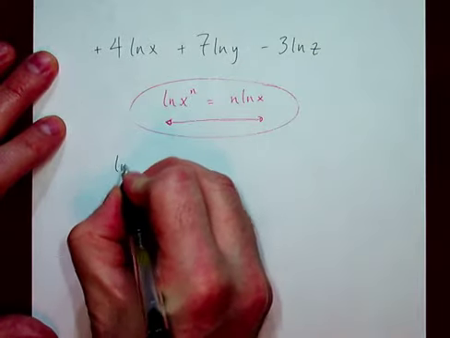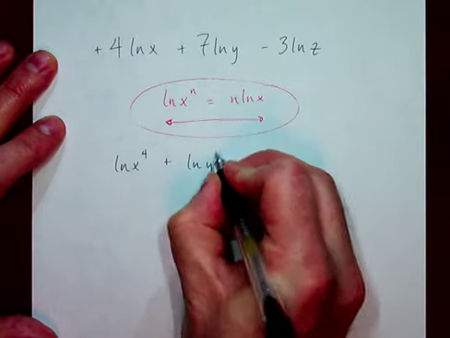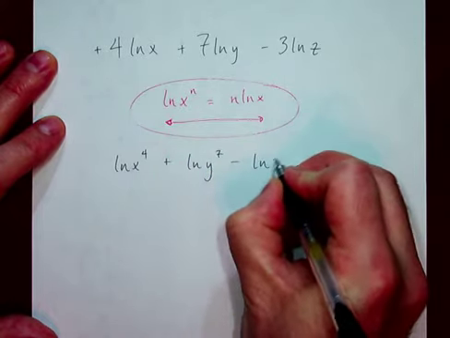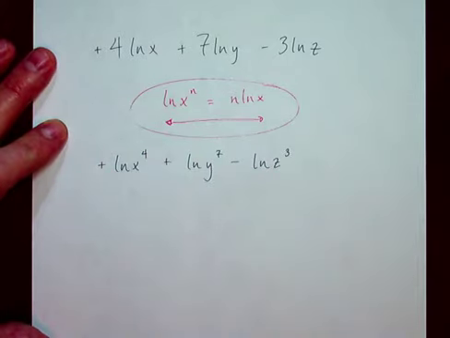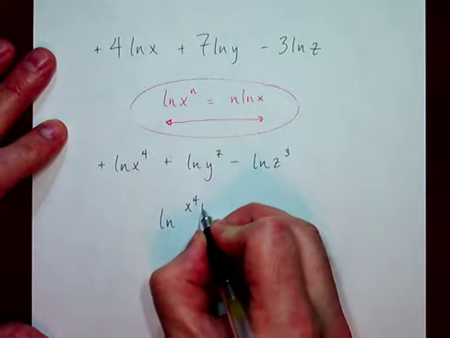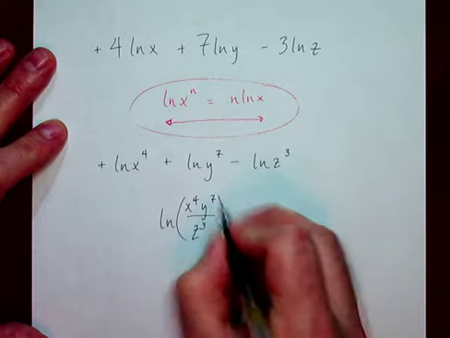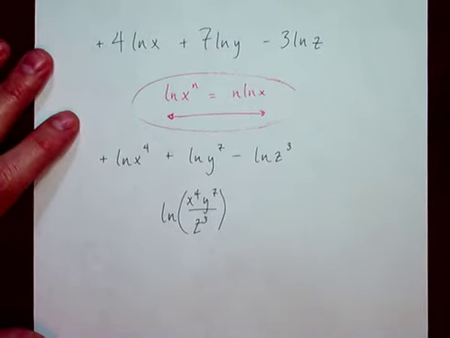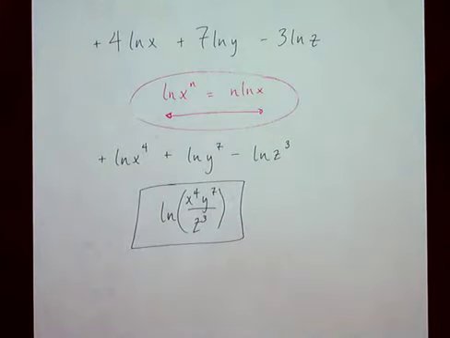So you have the natural log of x to the fourth plus the natural log of y to the seventh minus the natural log of z cubed. And of course, remember, this one is understood to be positive. And so you have the natural log of x to the fourth, y to the seventh over z cubed. And if you want to put that in parentheses so that it looks a little bit tidier, that's just fine. Remember, the parentheses are only necessary when there's some sort of ambiguity, right?